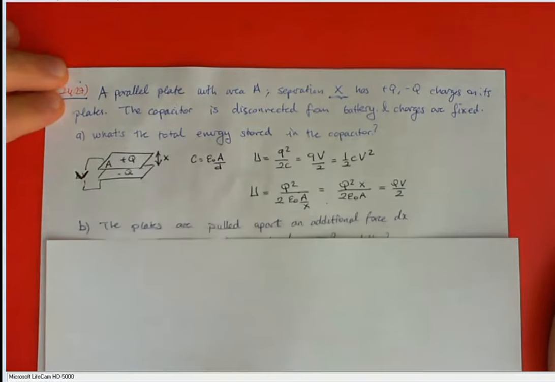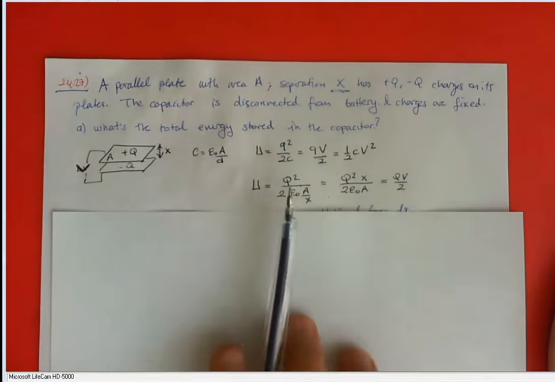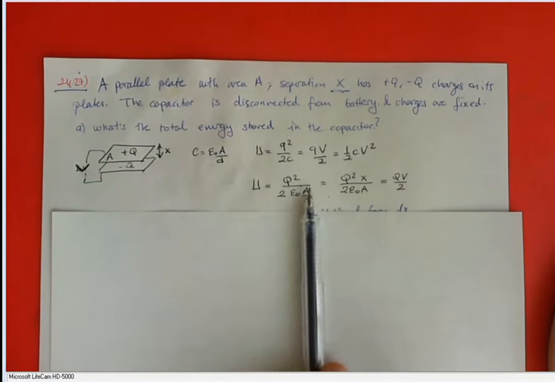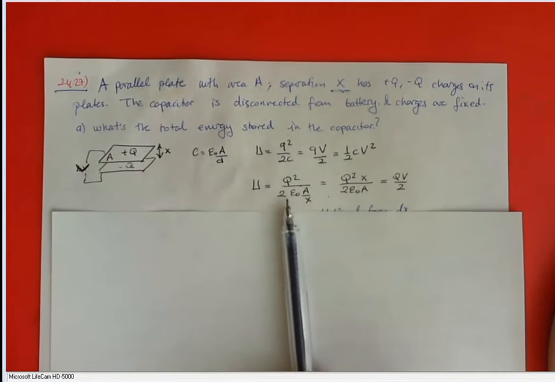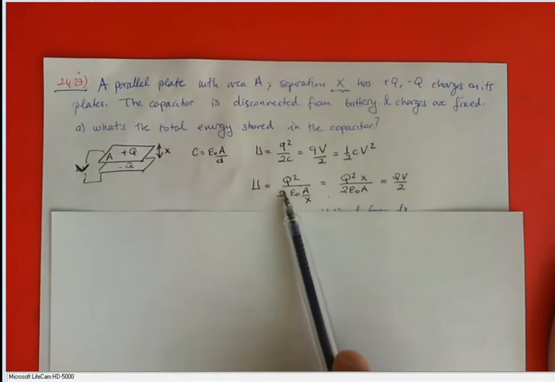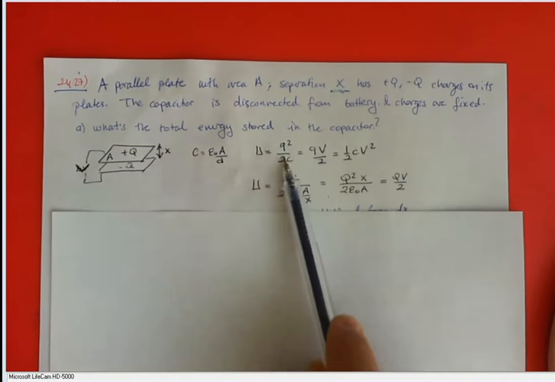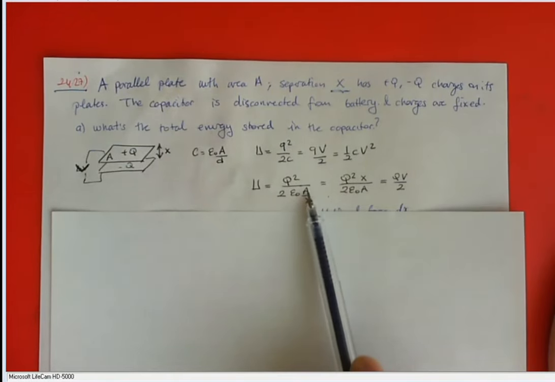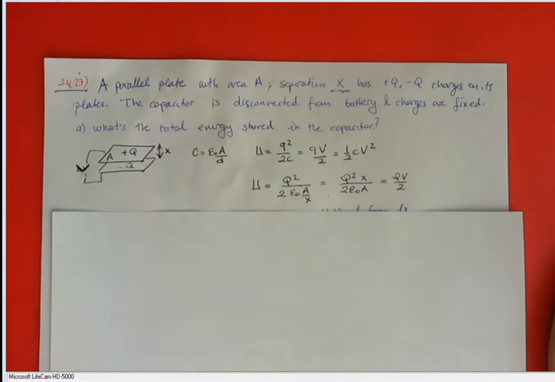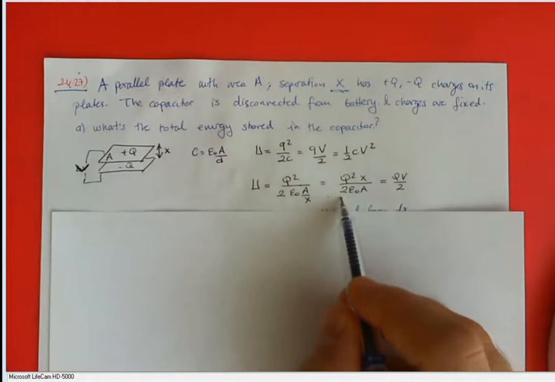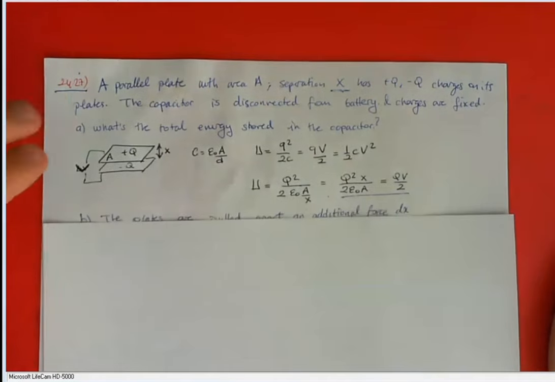Okay, so in here, what you can write then, the energy would be Q squared divided by 2C, so this 2 comes from this formula, and C is epsilon 0 A divided by x, and you can put x in the numerator here. So that's our answer.